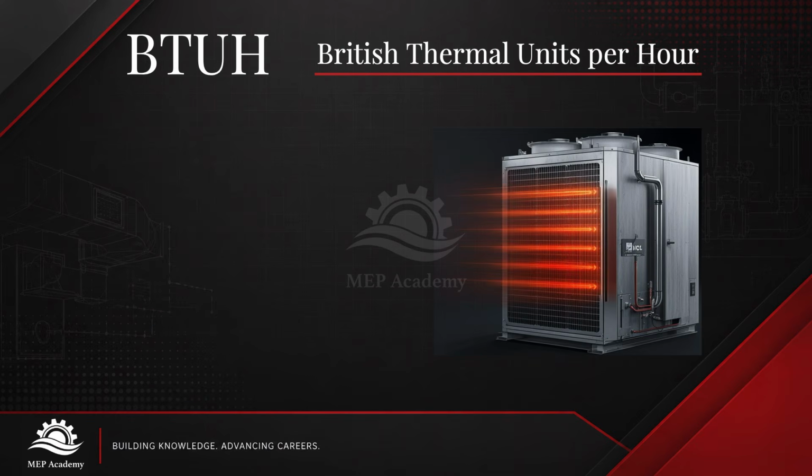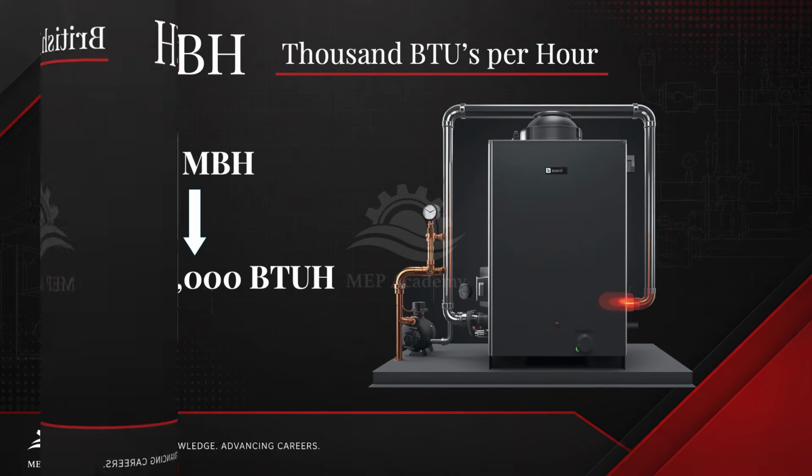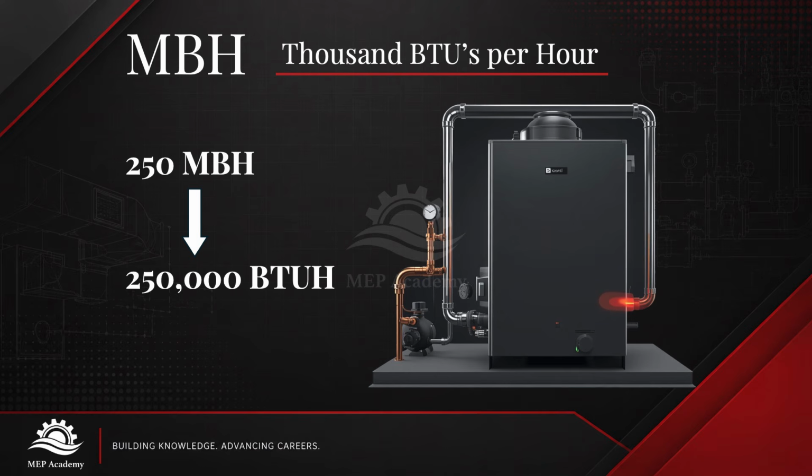Number 27. BTUH, British Thermal Units per hour. BTUH measures the rate at which heat is added or removed. HVAC equipment heating and cooling capacities are commonly expressed in BTUs per hour. Number 28. MBH, 1000 BTUs per hour. MBH is another HVAC capacity measurement, with 1 MBH equal to 1000 BTUs per hour. For example, equipment rated at 250 MBH has a capacity of 250,000 BTUs per hour.